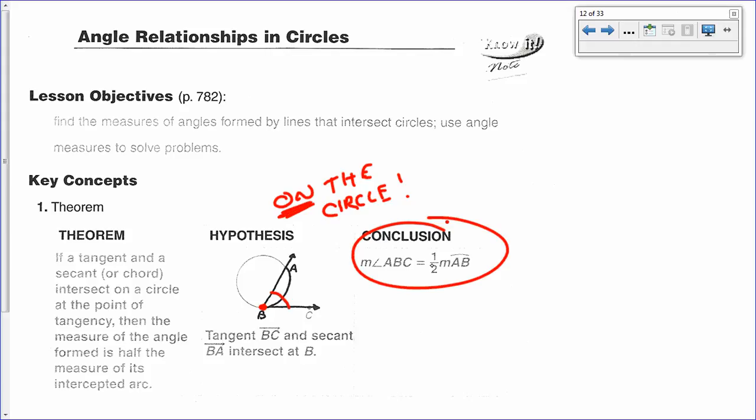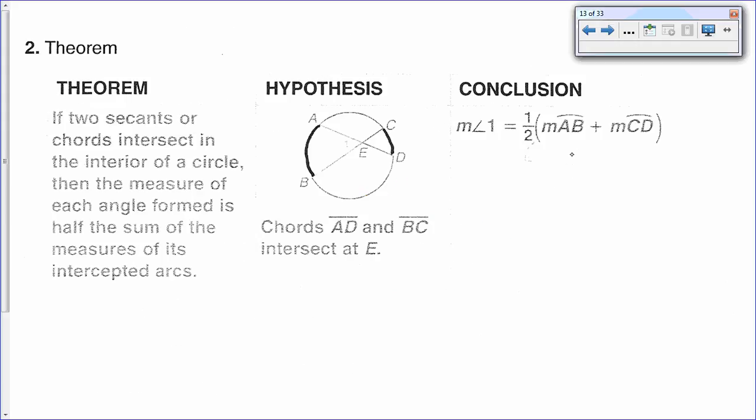If the vertex is on the circle, the angle will be half of the arc. Now, these two are opposites of each other, kind of. The next two scenarios here.